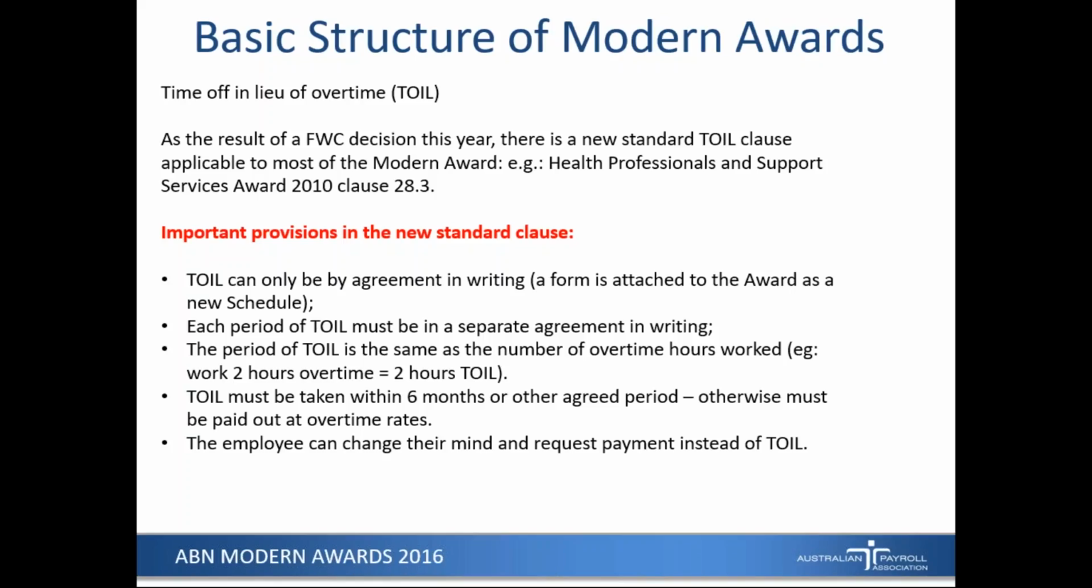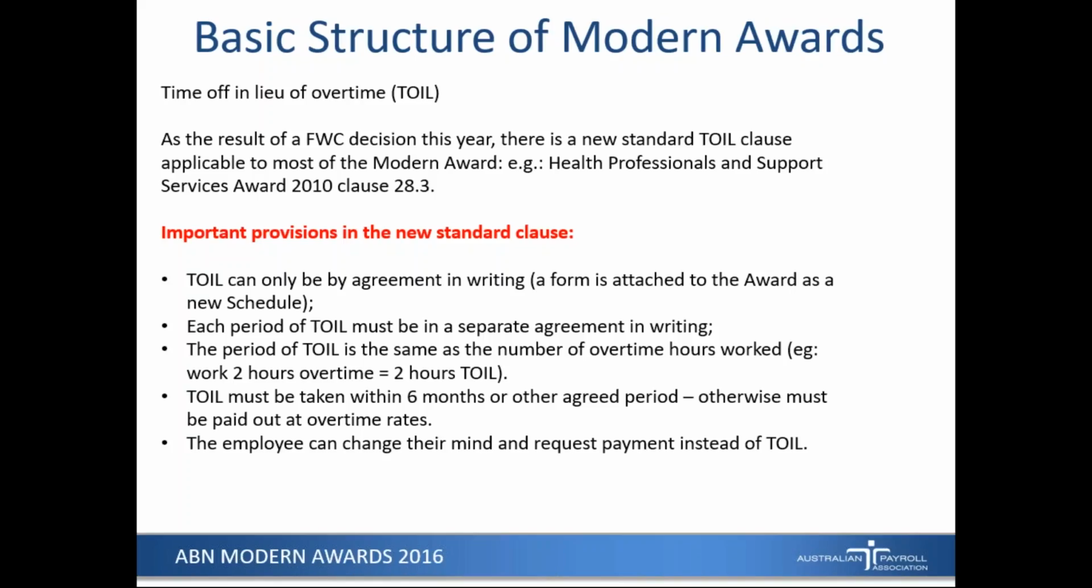The time off in lieu is now hour for hour. So if I worked 2 hours overtime, it's worth 2 hours time off in lieu. Many awards weren't quite definitive about whether it's taken off hour for hour, and if it was time and a half, you've got an hour and a half of time off in lieu. Some were different, some weren't. The standard will now be it's hour for hour. The other standard will be that that time off in lieu must be taken within 6 months or otherwise agreed. Otherwise, it's then paid out at the overtime rates.